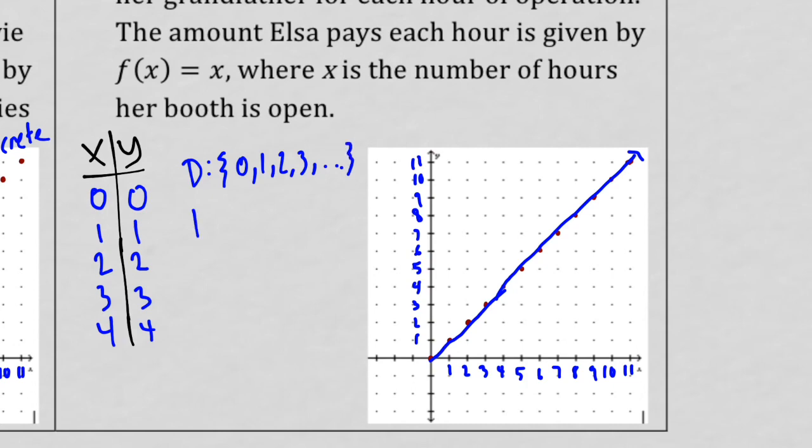For the range, same thing. The lowest it could be is 0, right? The amount of money, the output. But it could be 1, 2, 3. Ooh, you know what? Let's fix this. I just noticed that I messed up on both of them. Let's erase them.